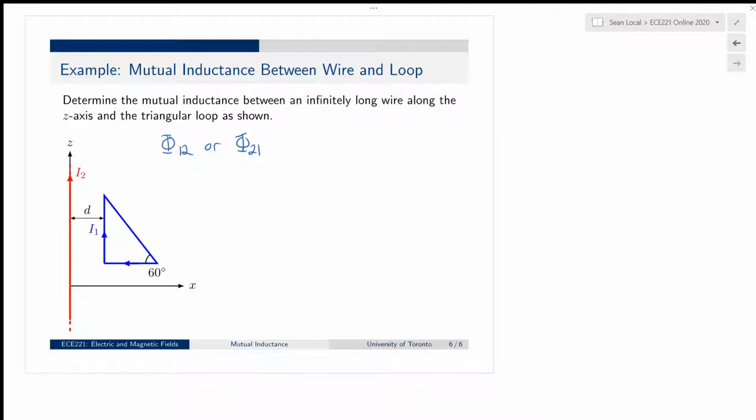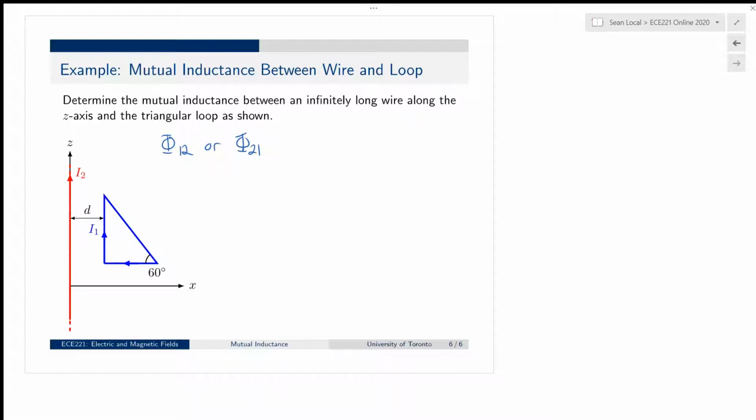The first one, phi12, is quite challenging because we need to calculate the B field produced by I1. That's going to be complicated because we have three segments making up the current over which I1 is traveling. So there's going to be three calculations to do there. And we need to integrate the B field over the area of loop 2. Loop 2 is an infinite line current going from z equals minus infinity to z equals plus infinity. So it's not entirely clear what we use for the loop area in that case.